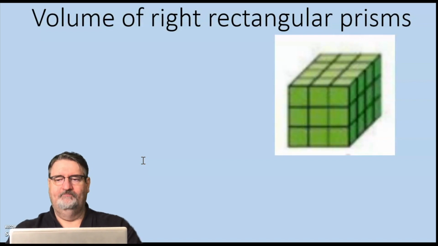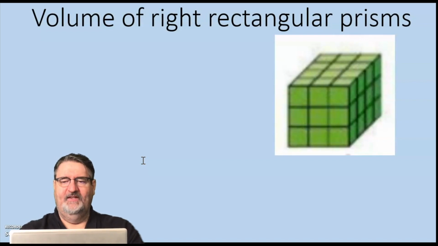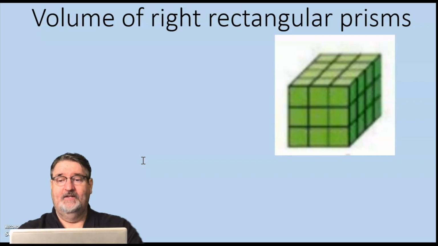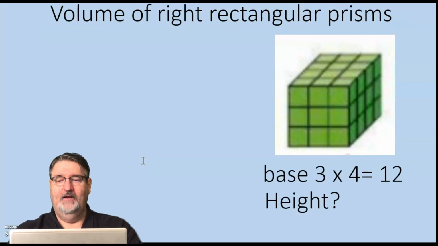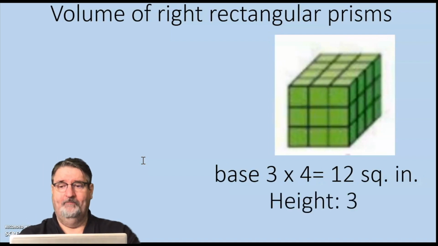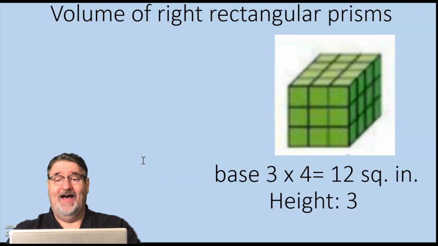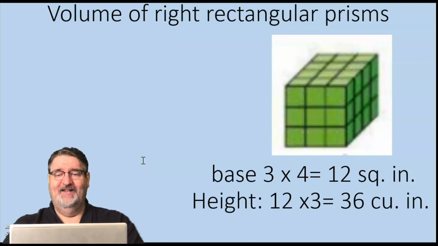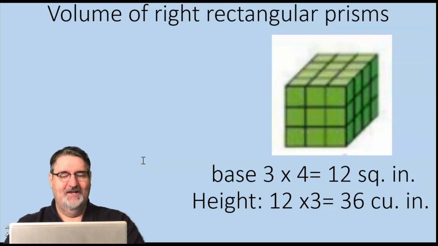On this next one, we can see that in the base there is a 3 and a 4 along that side. So we have 3 times 4 equals 12. When we look at it, the height is 3. So 12 times 3 equals 36 cubic inches. That's how we solve finding the volume of right rectangular prisms.